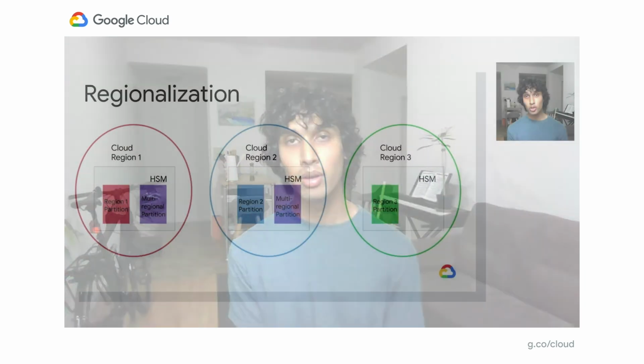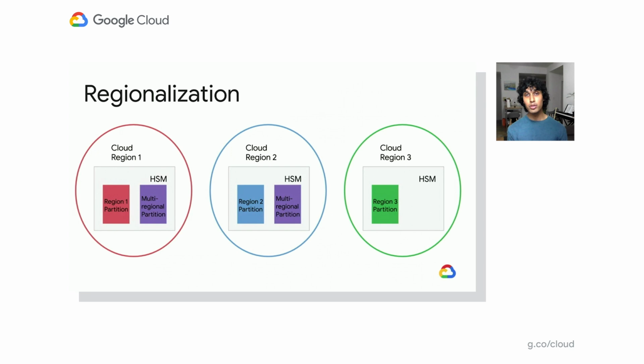Also, by using separate wrapping keys for different regions and different multi-regions, the service ensures that keys can't be used outside of their intended region. For example, a key wrapped with the Region 1 wrapping key can't be used in Cloud Region 2 because none of the HSMs in Region 2 can load that key. Likewise, a key wrapped with the multi-regional wrapping key can't be used in Cloud Region 3 for the same reason. This ensures that once we've set the system up, it automatically enforces regionalization constraints.